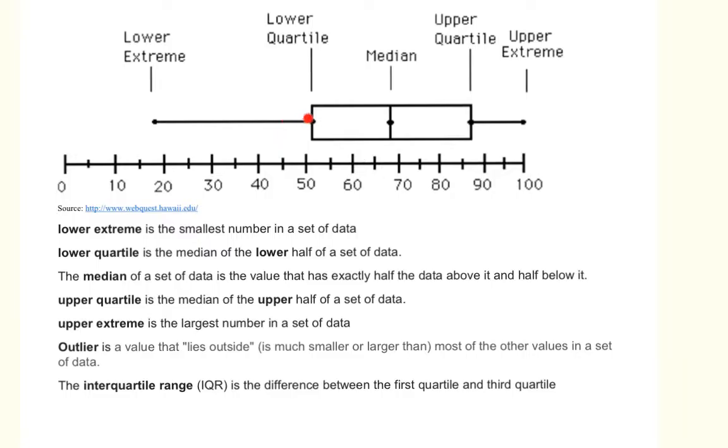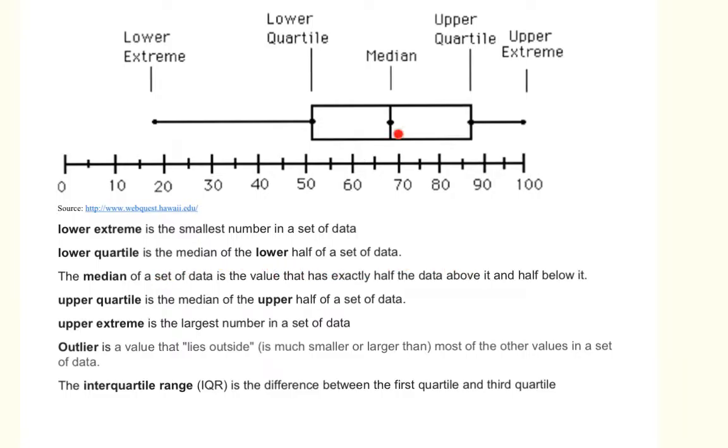And then it's going to be connected to the box, where the box starts out at the lower quartile. The lower quartile is the median of the lower half of the set of data. And then there's a line in the middle of the box where the median is, and the median is that middle number of all of your values.